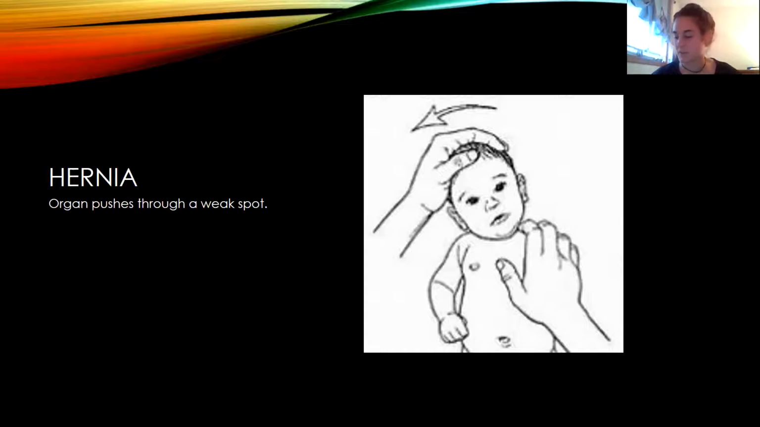But you can recover from it. Surgery is the only effective way to fully recover from a hernia.